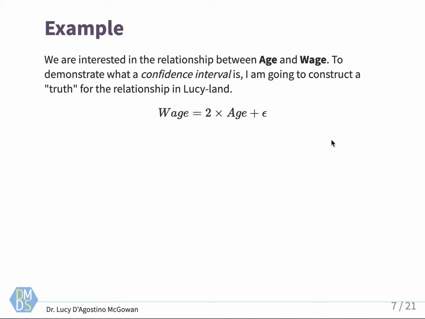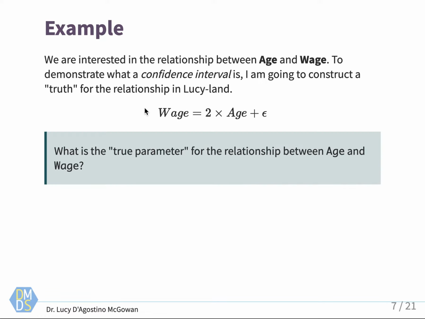And so in this land, you always make 2 times your age. That's how much money you would make, plus some error. So this would be the true relationship between age and wage. And so what is the true parameter for the relationship between age and wage? It's 2. So this 2 here is the truth. This is my beta 1 here. This is the true relationship between age and wage.